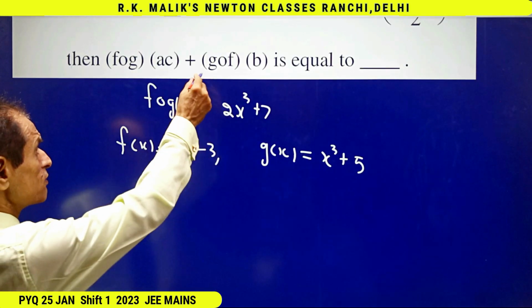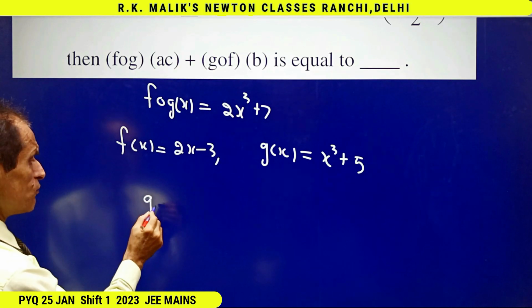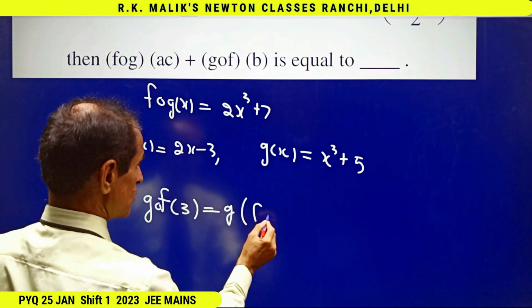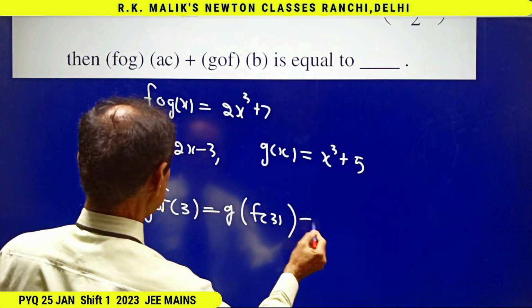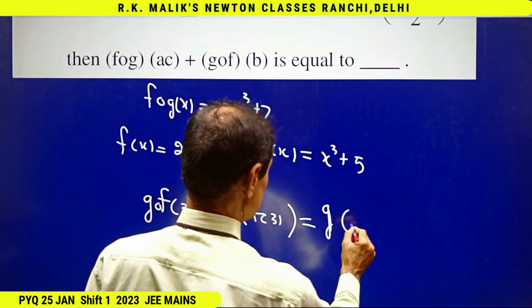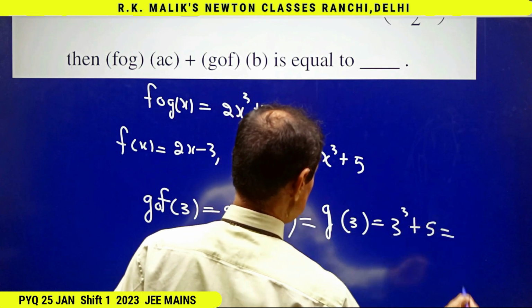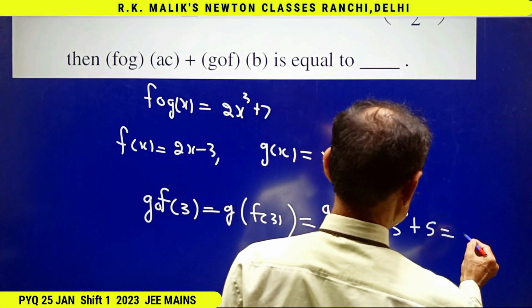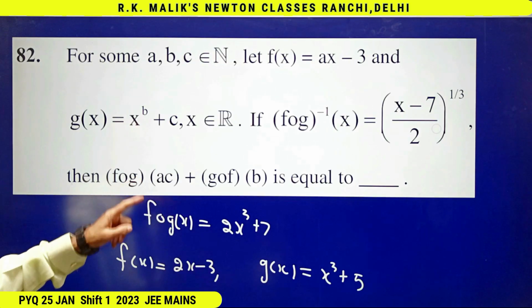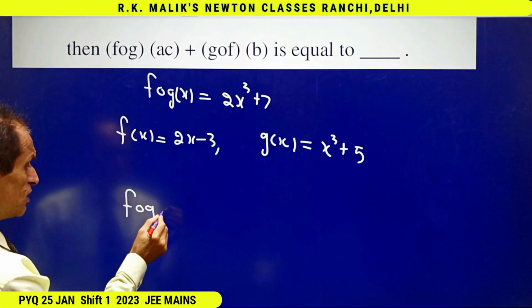Now we have to find the value of g∘f(3), that is g of f(3), and f(3) is 3, hence I get g(3) is 3 cube plus 5, that is 32.